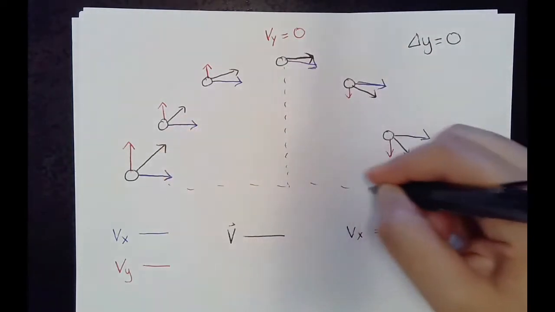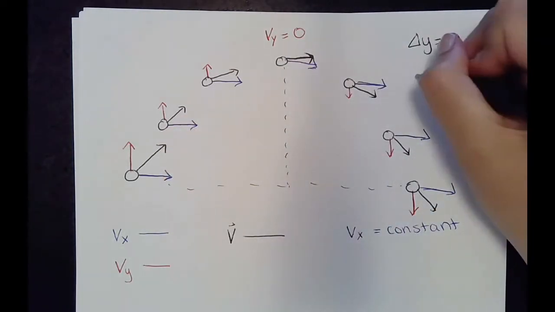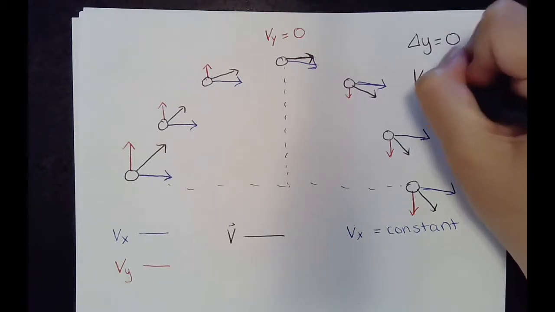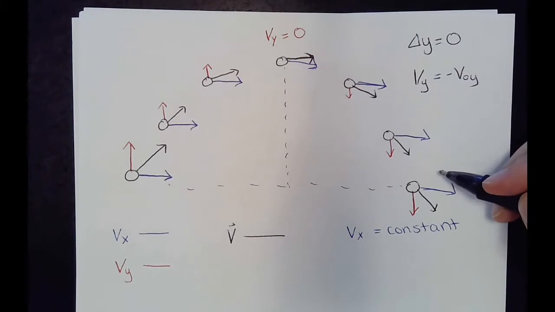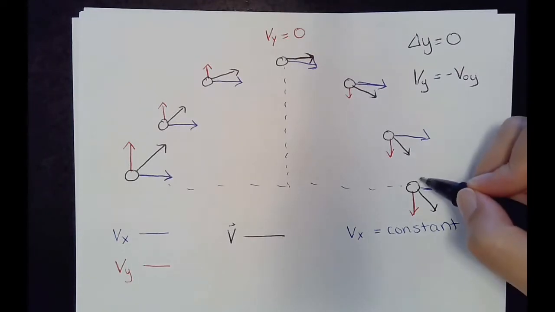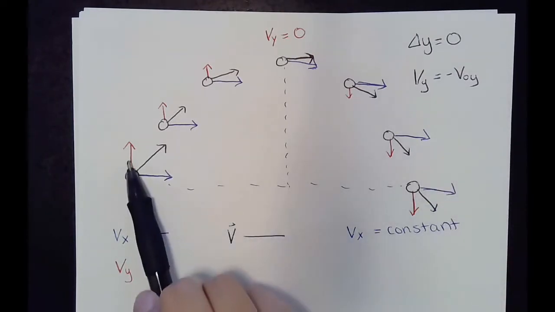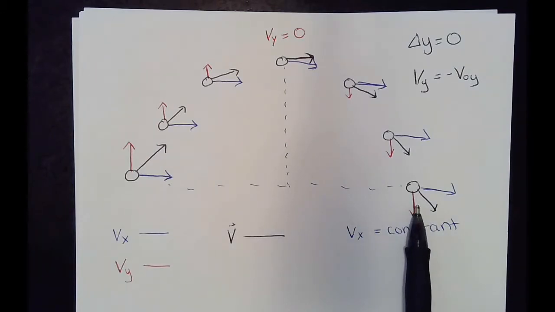Now, if it's symmetric like this, when delta y is 0, what we know and what can be proved by the kinematics equations is again that we have v_y equal to negative v_0y. So when it reaches the same height, mine's just a sketch, but when it returns to the same height, the y component will be equal in magnitude to its initial y velocity, but now negative.